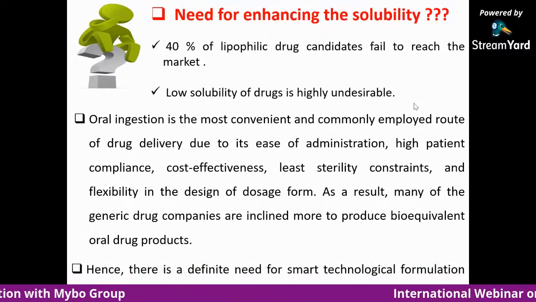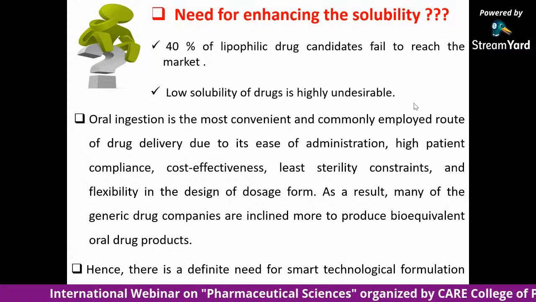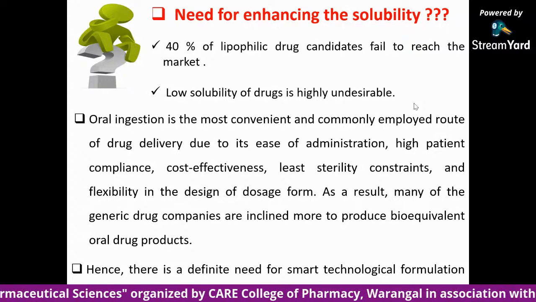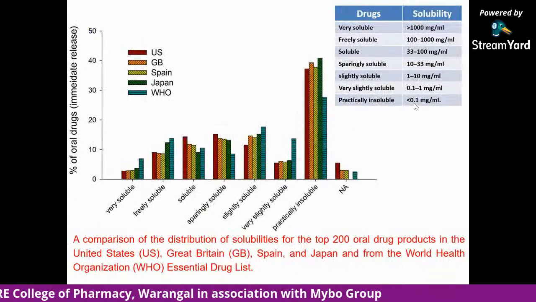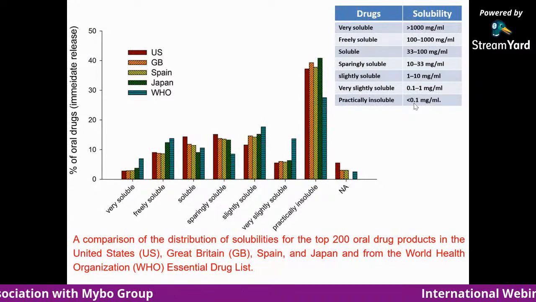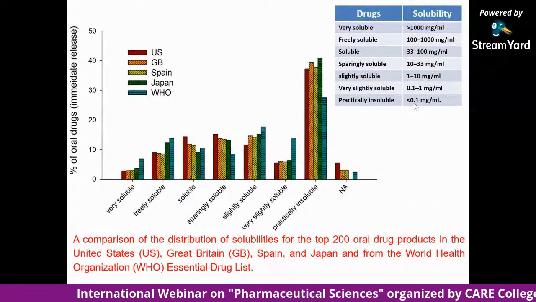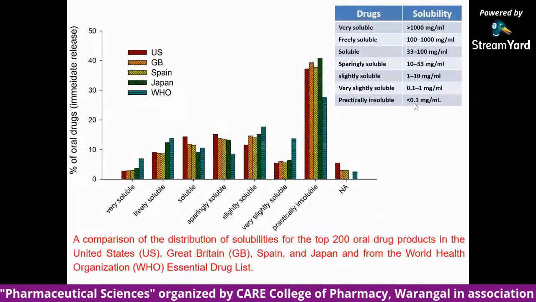Hence, there is a great need for smart technological formulations or approaches in order to make the drugs well soluble and finally well bioavailable. We can see from this chart the comparison of the distribution of solubilities for the top 200 oral drug products in the United States, Great Britain, Spain, Japan, and from the WHO essential drug list.